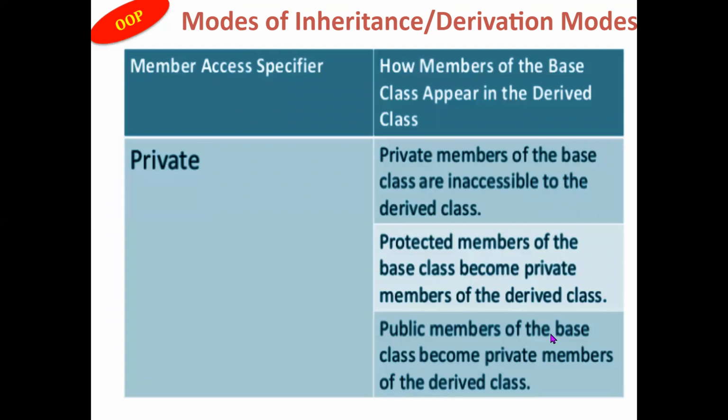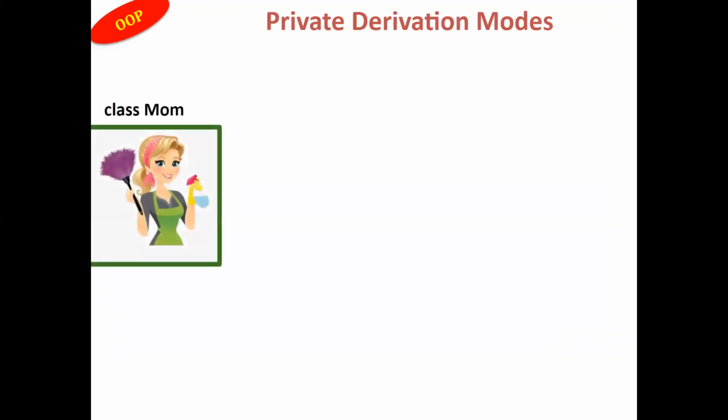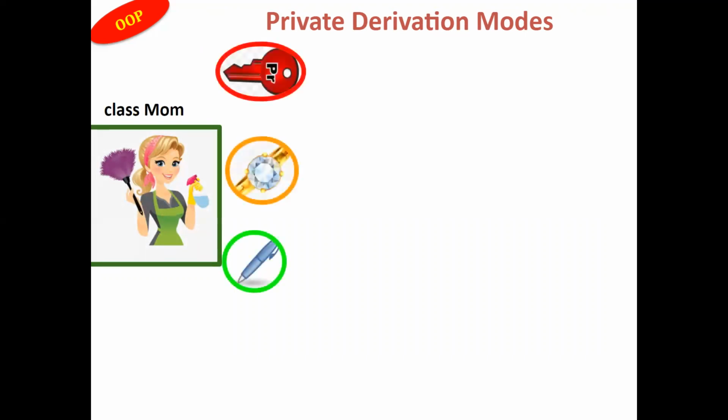So for example, suppose there is a class Mom, and she has three things. One is a key, the second is a ring, and the third is a pen. She wants to keep the key private. That means she doesn't want to share her key even with her son or her grandson. That is why she keeps the key private.